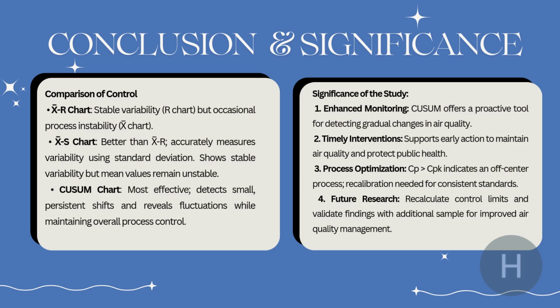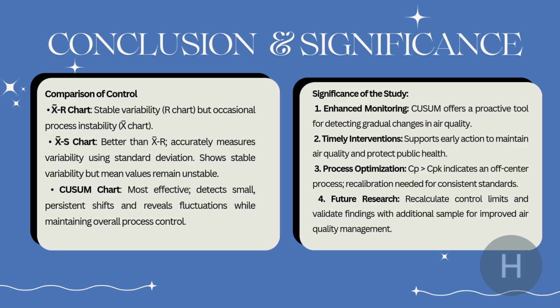Among the methods, the Q-sum chart proved to be the most effective, as it could detect small and persistent shifts, revealing significant fluctuations in ozone level while maintaining overall process control. The significance of the study lies in highlighting the effectiveness of the Q-sum chart as a proactive tool for detecting gradual change in air quality, enabling timely interventions to protect public health and ecosystem.